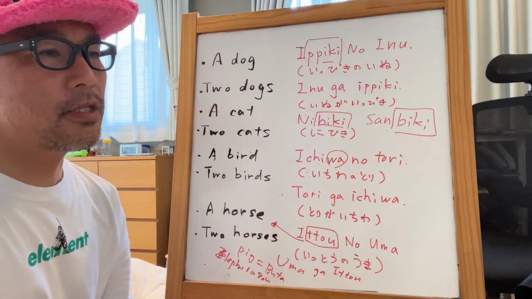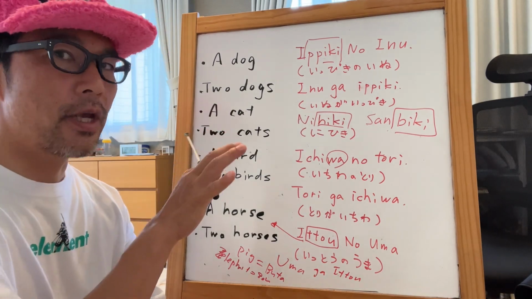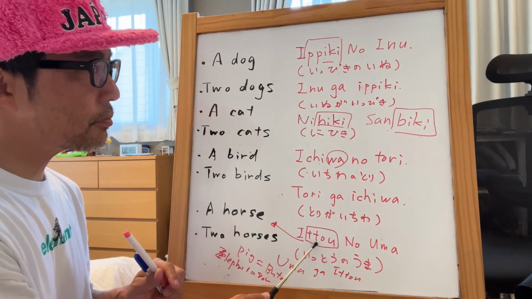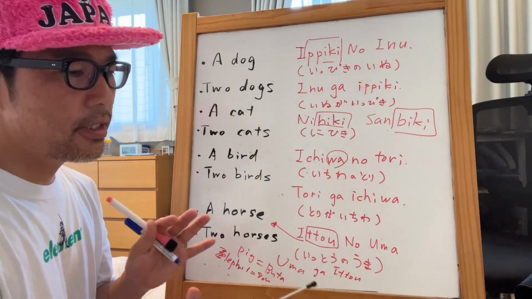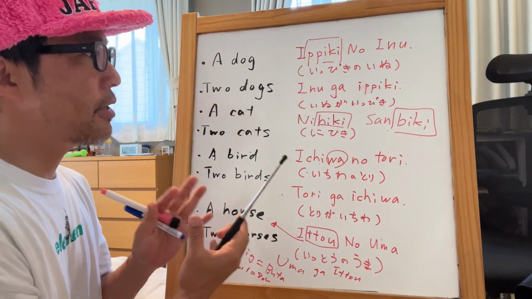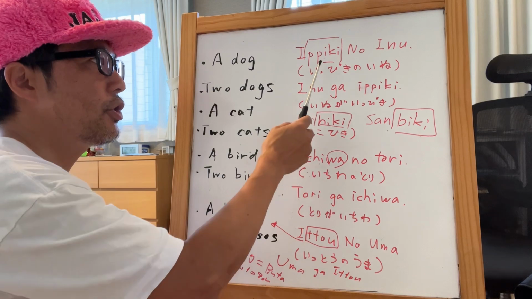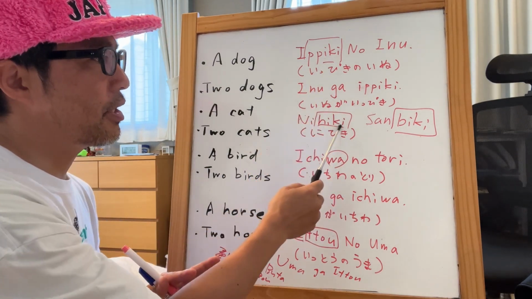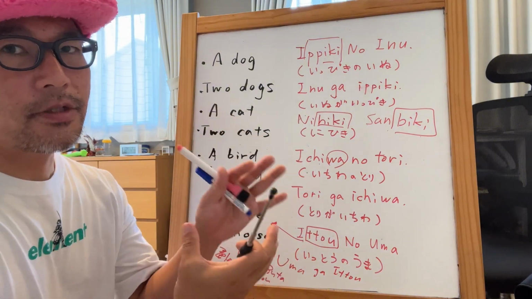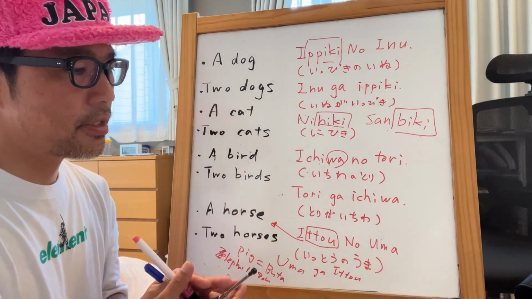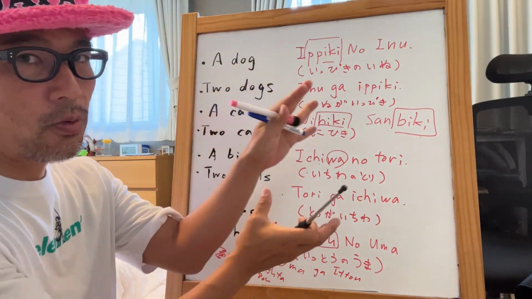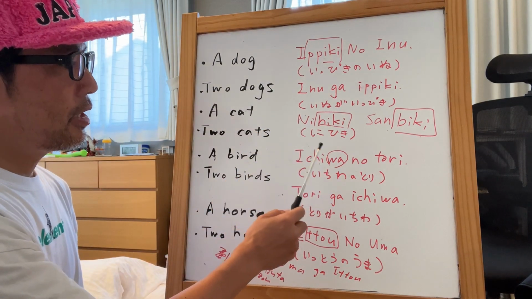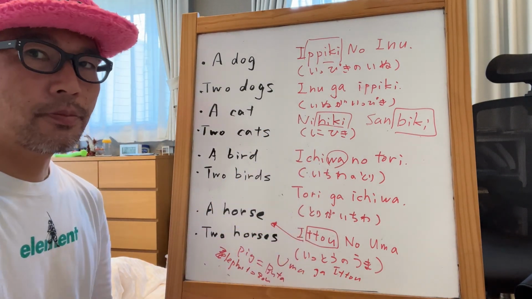So apparently, if the sizes of the animals are really big, you have to go with 頭. And if the sizes of the animals are very small, you go with piki, hiki or biki. And for the medium size, between big and small, you can go with both ways. So anyway, hiki, piki, biki, and 羽, 頭.